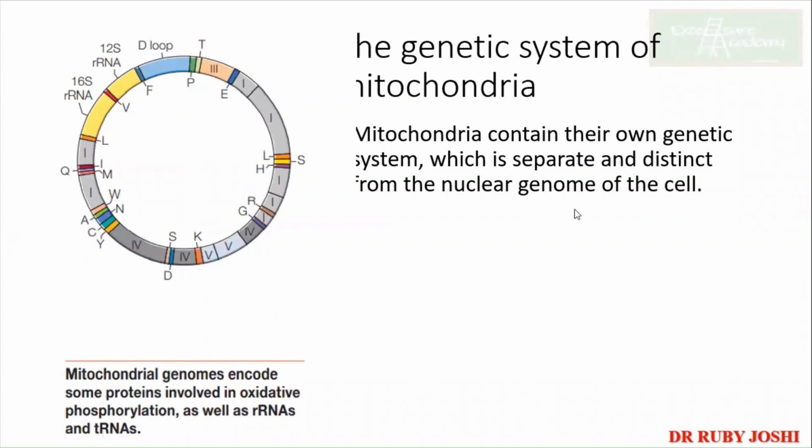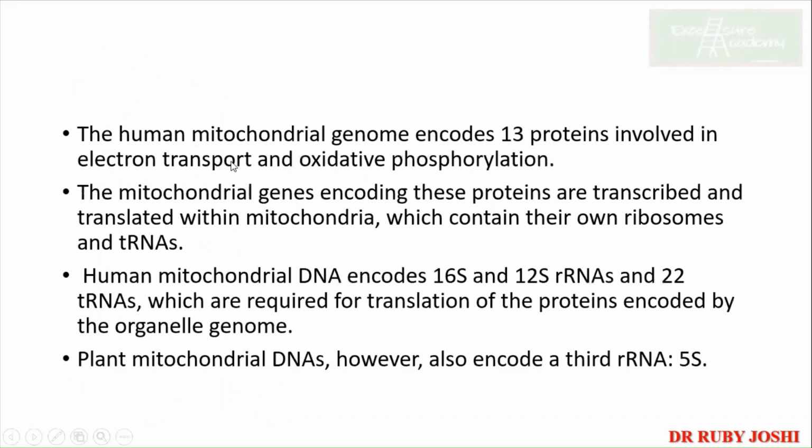Now the genetic system of the mitochondria. Here you can see there are different genes which are very specific to the mitochondria. They are mainly proteins involved in oxidative phosphorylation, the enzymes related to ATP synthesis, and it also has its own rRNAs and tRNAs. The human mitochondrial genome encodes around 13 proteins involved in the ATP synthesis. The mitochondrial genes that encode these proteins are transcribed and translated within the mitochondria, because they have their own ribosomes and tRNAs. Human mitochondrial DNA encodes 16S and 12S RNAs and 22 tRNAs.